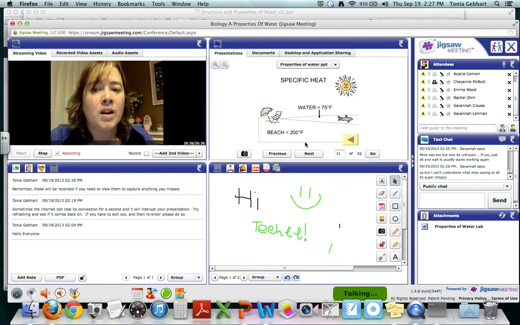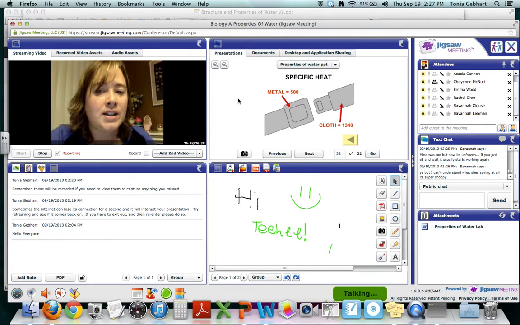Just to give you an idea, cloth has a specific heat of 1340, and metal has a specific heat of 500. They do get very hot just in your car with your seatbelt. However, water takes a lot more for you to change the temperature, because it has a very high specific heat. It takes quite a bit of energy to raise the temperature of water. So that's another property.